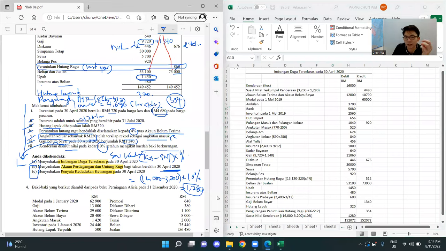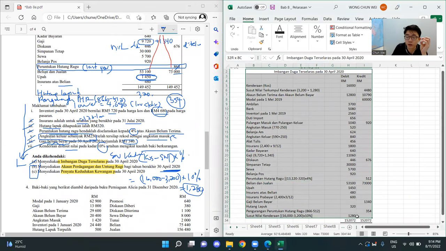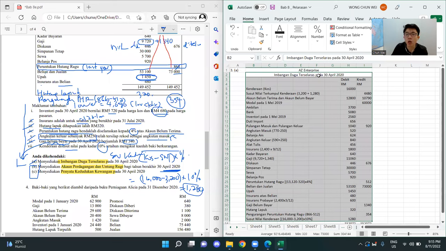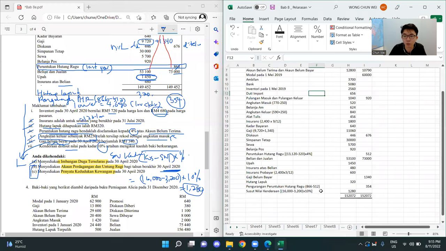The account perdagangan dan account untung rugi. And in your real exam, you don't have to do all these things if the question didn't ask you to. Okay, if the question didn't ask you to do Imbangan Duga Terselaras, you don't have to do this. So we can actually skip this if the question never said that. But in this question, we have to do. But normally in the exam is B and C, the account perdagangan, untung rugi and PDK. So now we're going to do that.